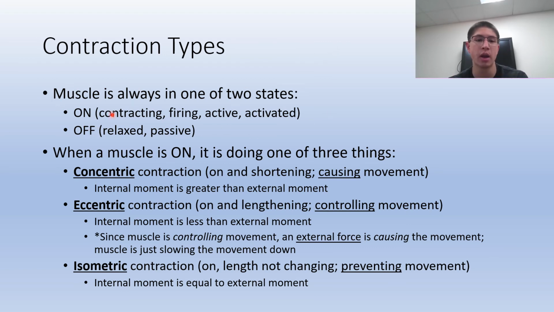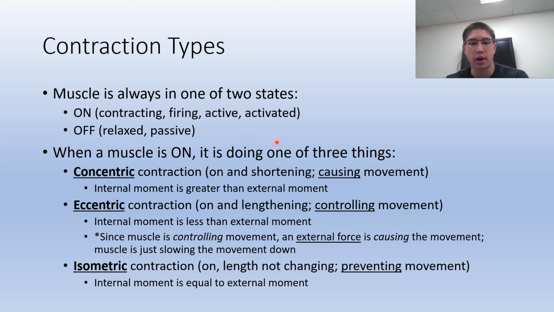So with that being said, muscle is always going to be in one of two states. It can either be on or it can be off. Some synonyms that you might hear: when a muscle is on, people can say that it's contracting, or it's firing, it's active, or it's activated. And when it's off, people might say that it's relaxed or it's passive. Basically, when it's off, it's not really doing anything. It's just sitting there.